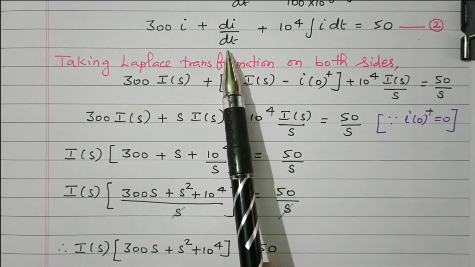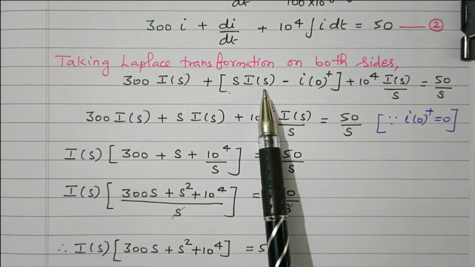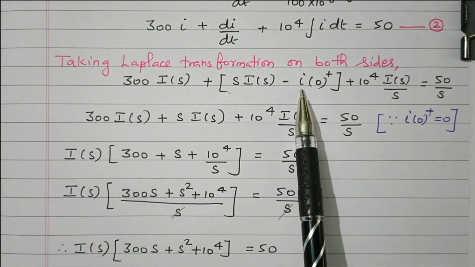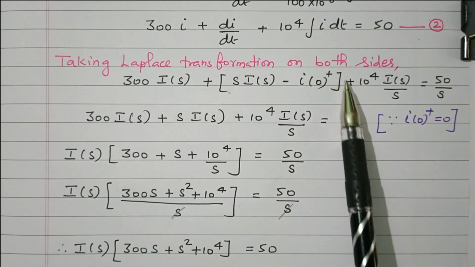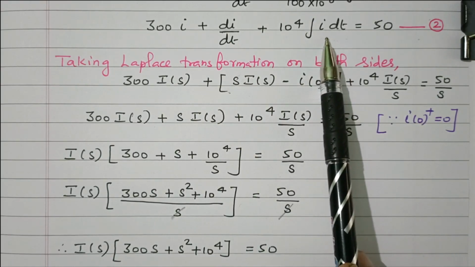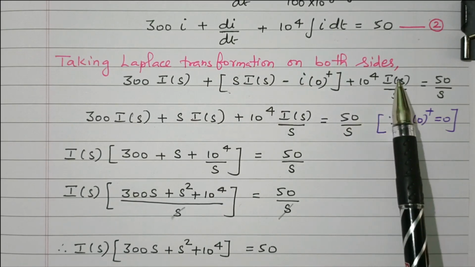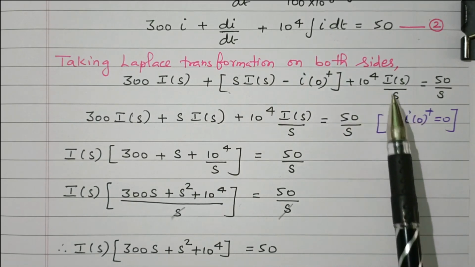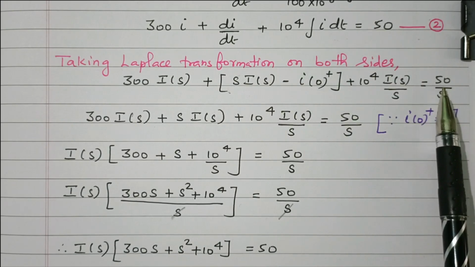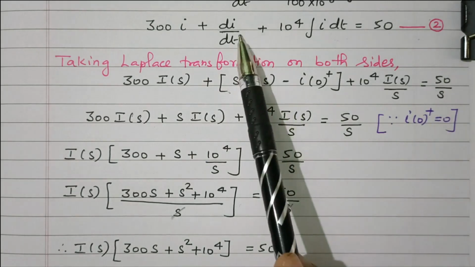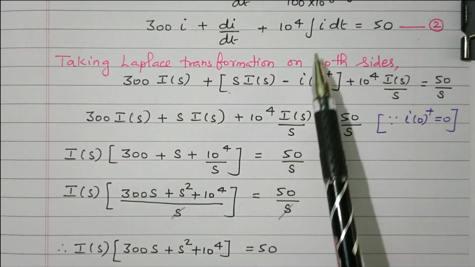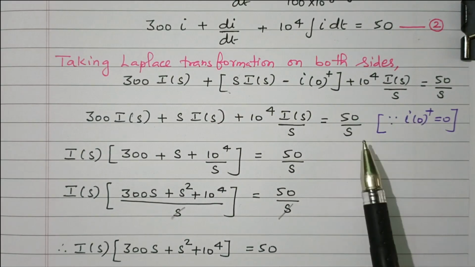Laplace transform of di by dt is s into I of s minus the initial current, I 0 plus. Then 10 to the power 4 is constant. Laplace transform of integral I dt is I of s divided by s. 50 is constant. The Laplace transform of a constant is 1 by s. So 50 divided by s. Differentiation means s into I of s. Integral means I of s divided by s.